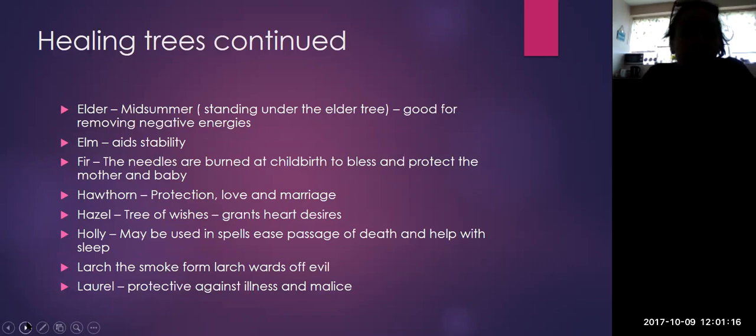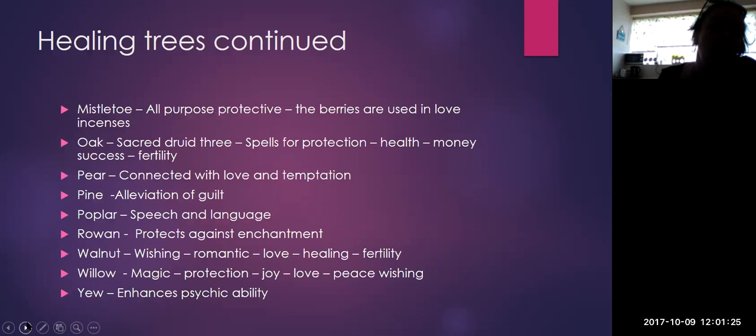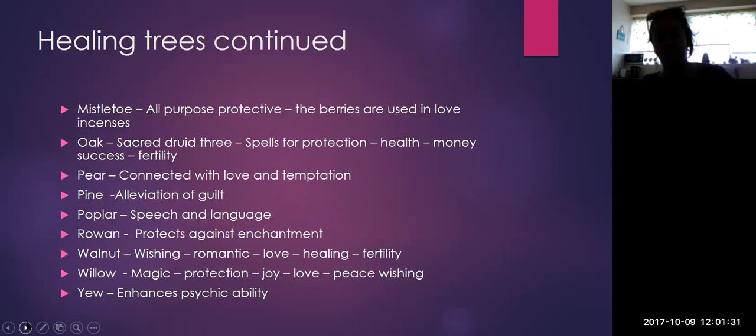Also, the healing tree continued. Here we have the elder, the elm, the fir, hawthorn, hazel, holly, larch, and laurel. Mistletoe, oak, pear, pine, poplar, rowan, walnut, willow, and yew. So all of these have different purposes. So say the ash tree is associated to water and things like that. You've got the mistletoe, which is associated to love and incense and stuff like that. The pine for guilt. It's all written there, so you can look at that.